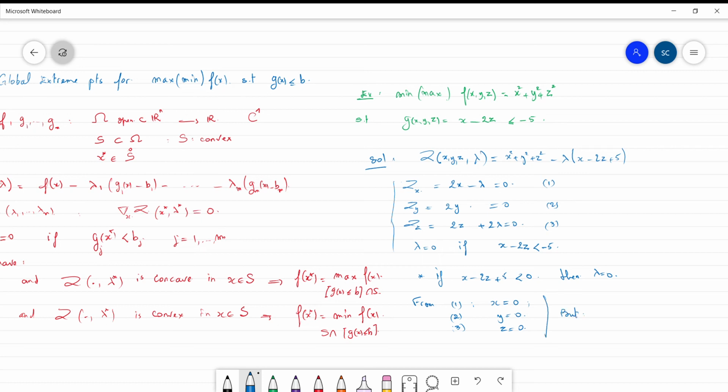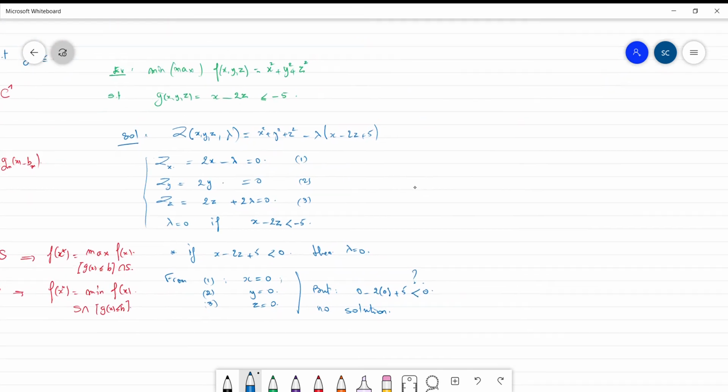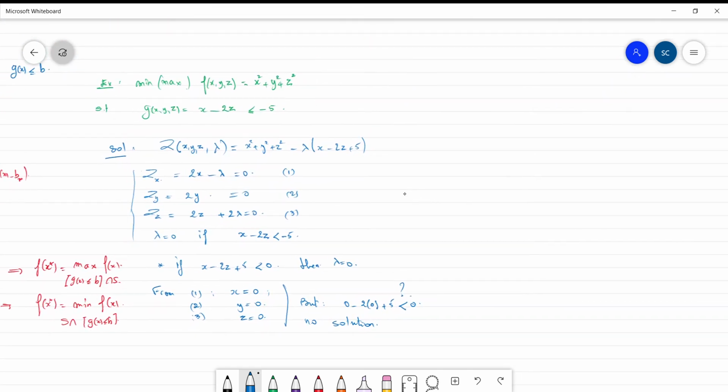But here, 0 minus 2 times 0 plus 5 is not satisfied. So we don't have points in this set, so no solution when we have this condition. So the only remaining possibility is the equality case, when the constraint is active.